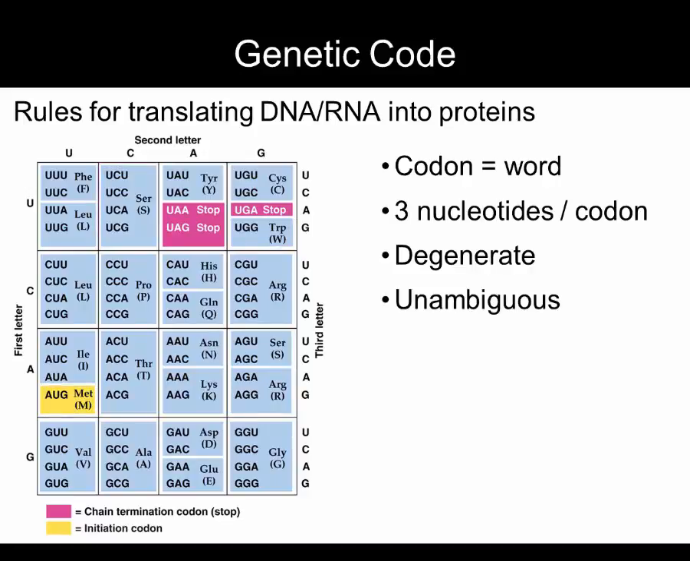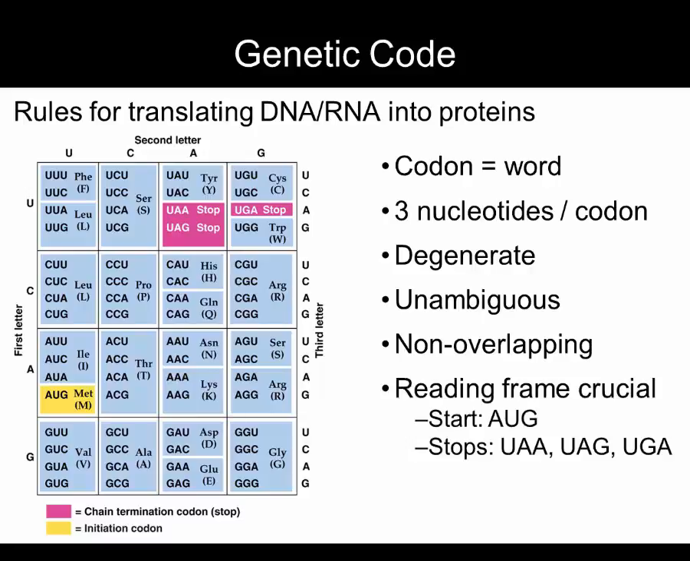We also say the code is unambiguous. That is, a given codon will always correspond to the same amino acid. ACC is always threonine and not anything else. CGG is always arginine, and so on. The code is non-overlapping, which makes the reading frame particularly important. To make sure the gene is read in the right frame, genes always begin with the methionine codon AUG, which is also called the start codon. The sequence ends with the stop codon, a codon that doesn't correspond to any amino acid. These are UAA, UAG, and UGA.